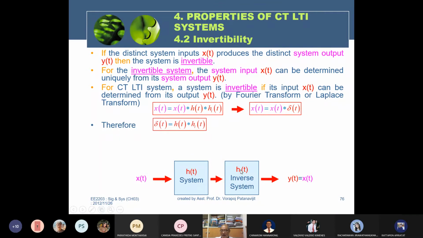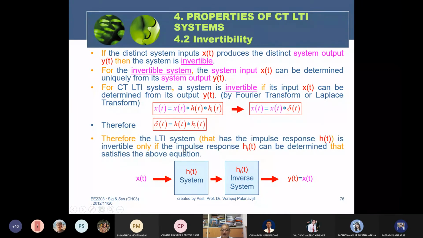Therefore, you can see that the inverse system h_i will cancel the effect of h(t). If you convolve h(t) and h_i, it gives you the impulse function. Therefore, the LTI system that has the impulse response h(t) is invertible only if the impulse response h_i can be determined that satisfies the above equation. We can state that the system is invertible if you can find h_i that can cancel its effects.